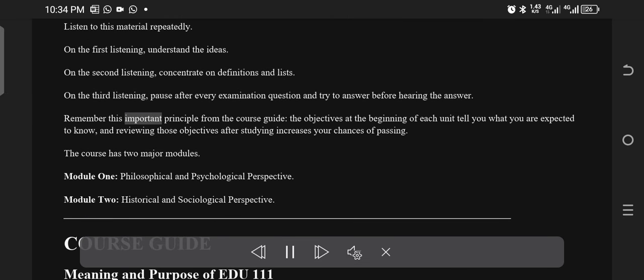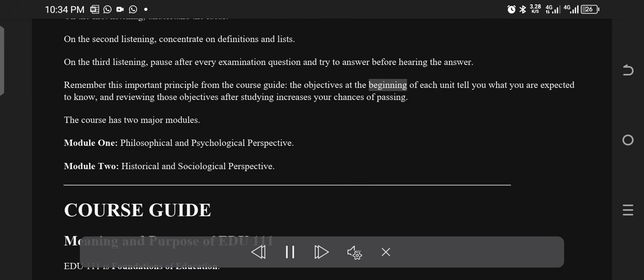Remember this important principle from the course guide. The objectives at the beginning of each unit tell you what you are expected to know, and reviewing those objectives after studying increases your chances of passing.